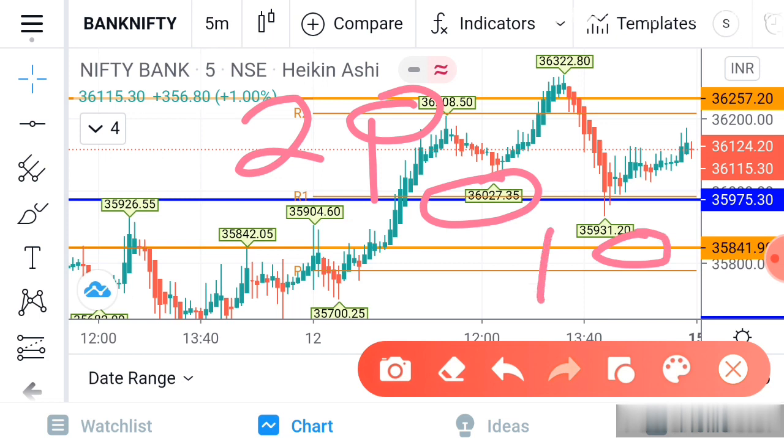Only for the current day support and resistance breakout, we need two proper candles, and if it is a high or low breakout, with one proper candle only we can take an entry.